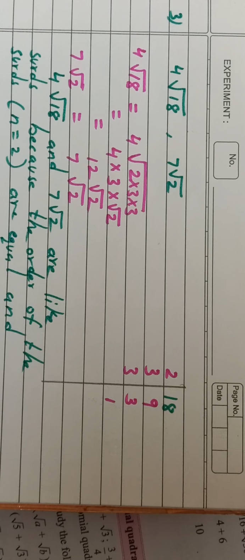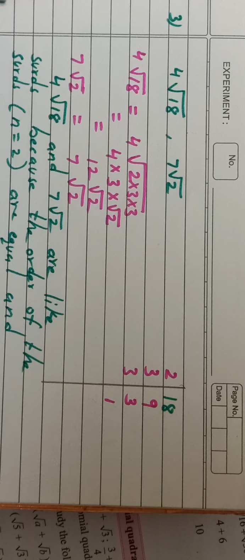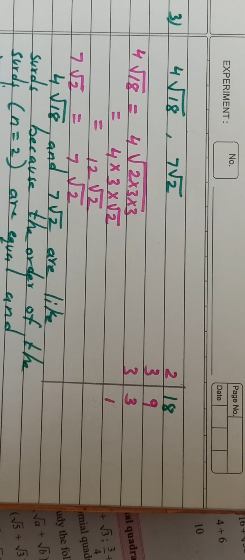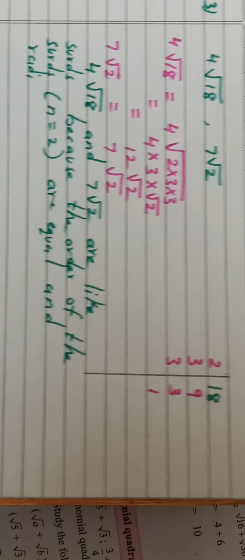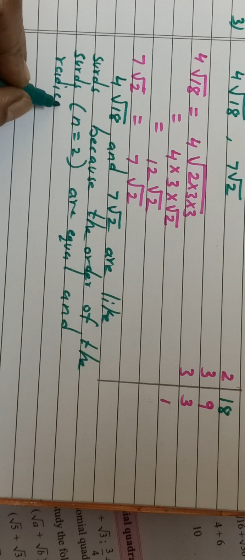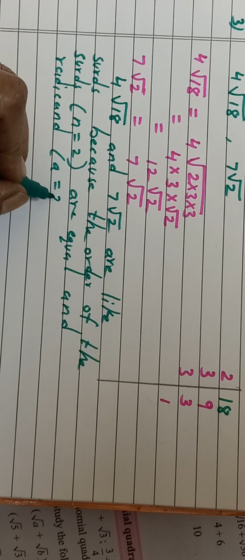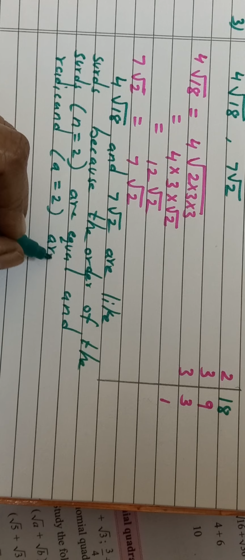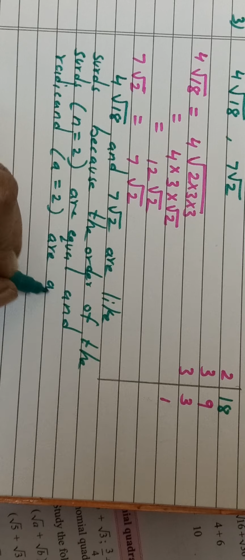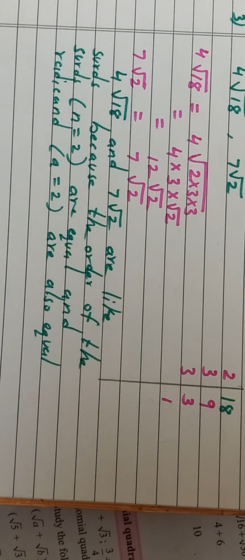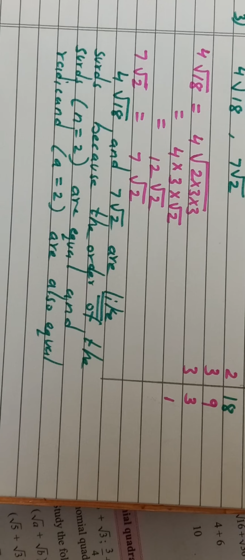And what do we have to check? The radicand. What is the radicand? 2. And the radicand, A is equal to 2, are also equal. So they are like surds.